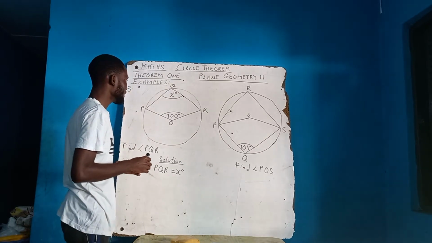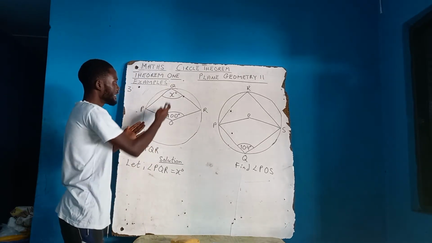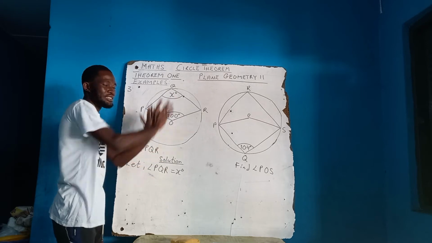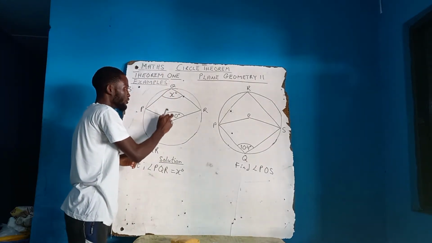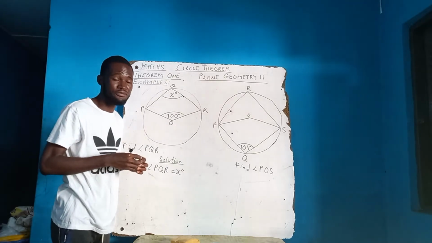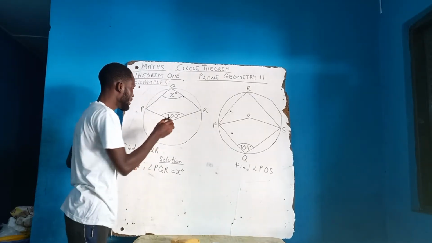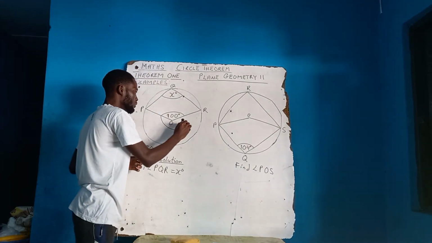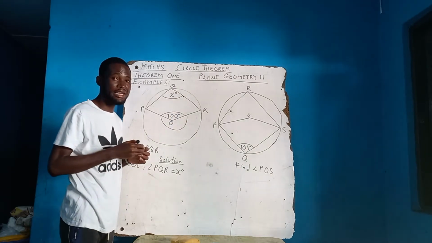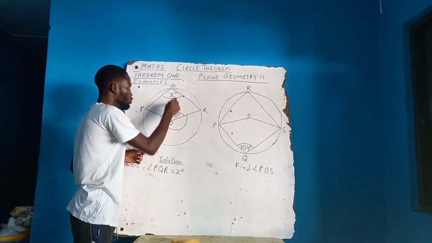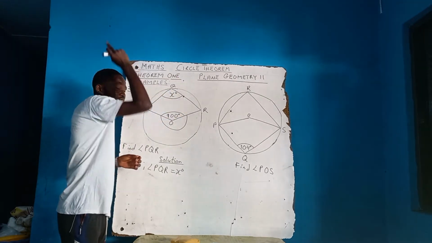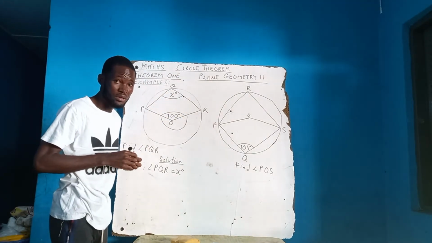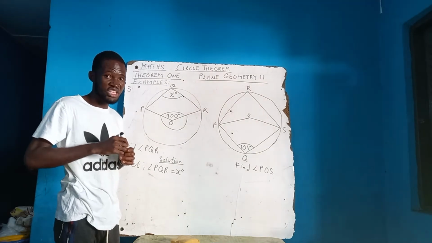Like I stated, we have to make sure that the arcs are facing the same direction. So I'm not going to connect 100 to x. That would be a fatal error. Rather, I'm going to find the reflex angle here and connect it to x, in the sense that both arcs are facing the same direction. I trust you get this tip.